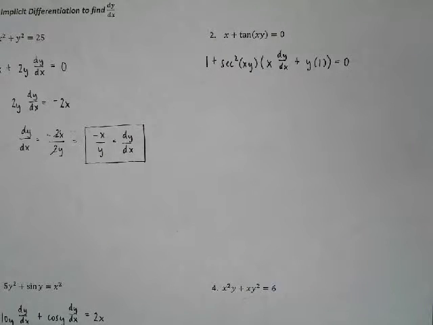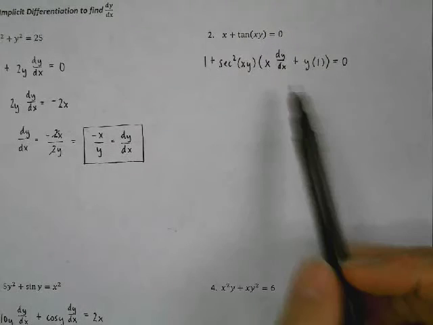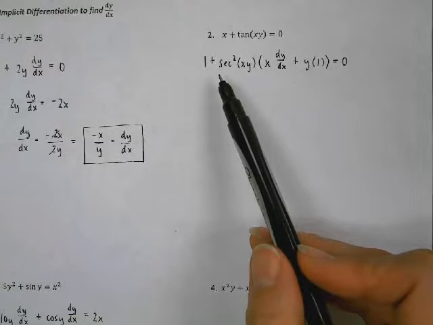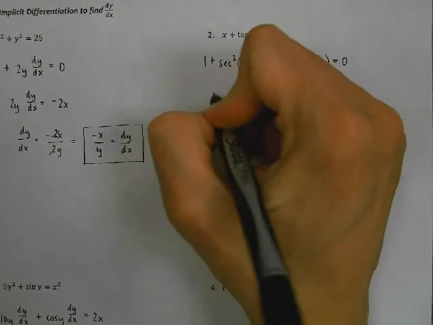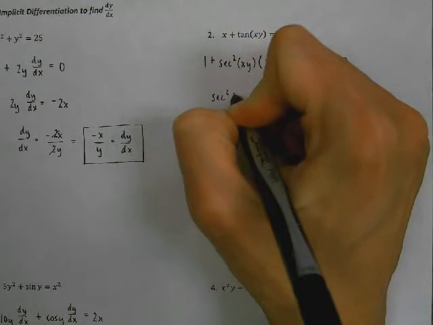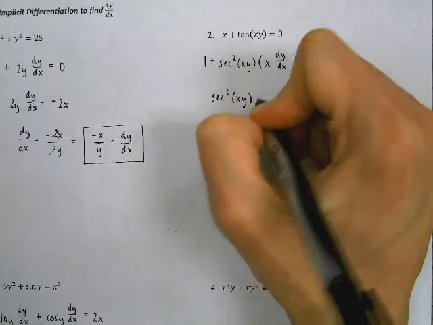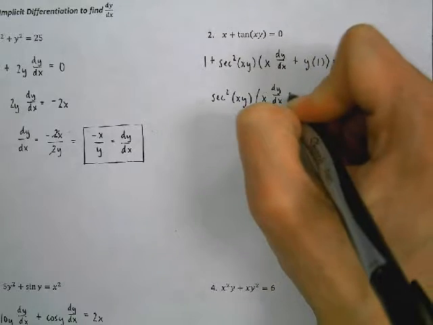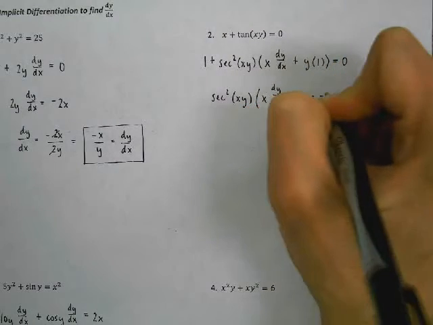So now I know my goal is to get dy/dx by itself. So I have to get it out of these parentheses. So the first thing I'm going to do is move my constant over. So now I have 6 secant squared of xy times x dy/dx plus y, and that's equal to -1.